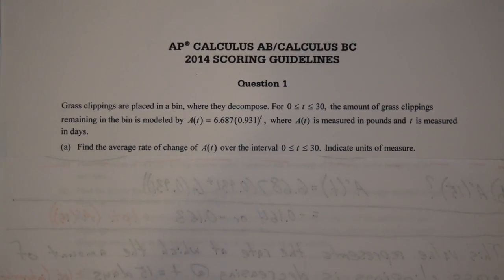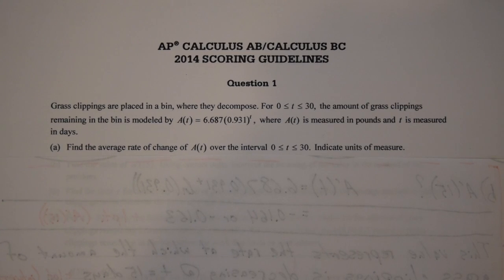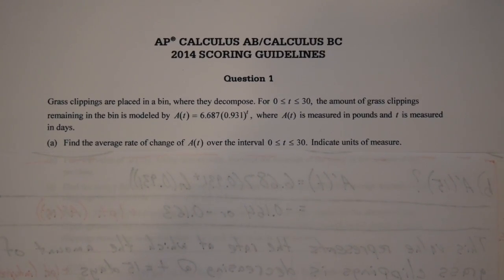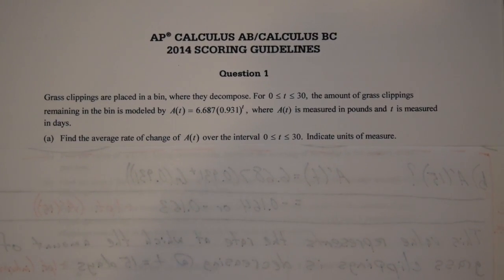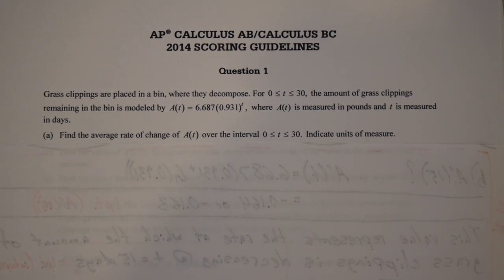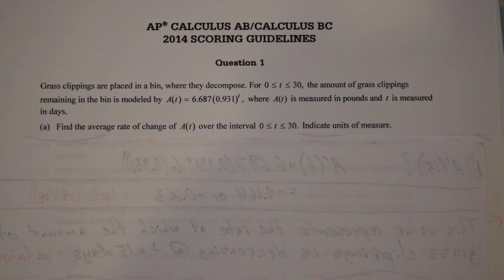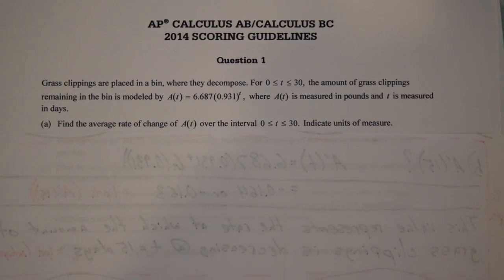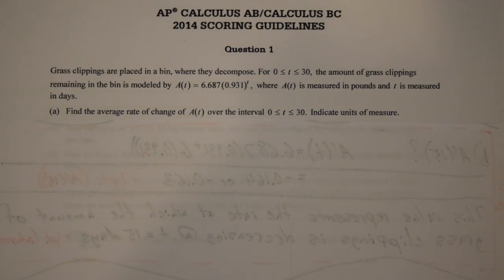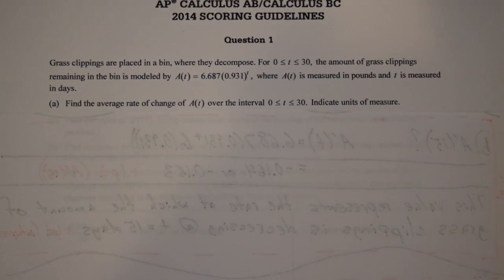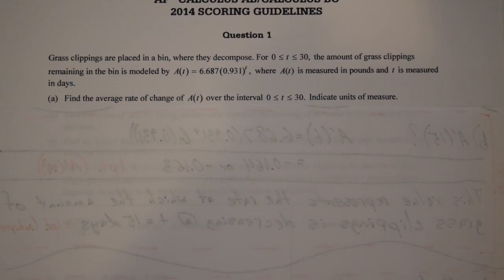We have question 1. The question says, grass clippings are placed in the bin where they decompose. For t greater than or equal to 0 but less than or equal to 30, the amount of grass clippings remaining in the bin is modeled by A of t equals 6.687 times 0.931 to the t, where A of t is measured in pounds and t is measured in days. So part A asks, find the average rate of change of A of t over the interval 0 to 30.